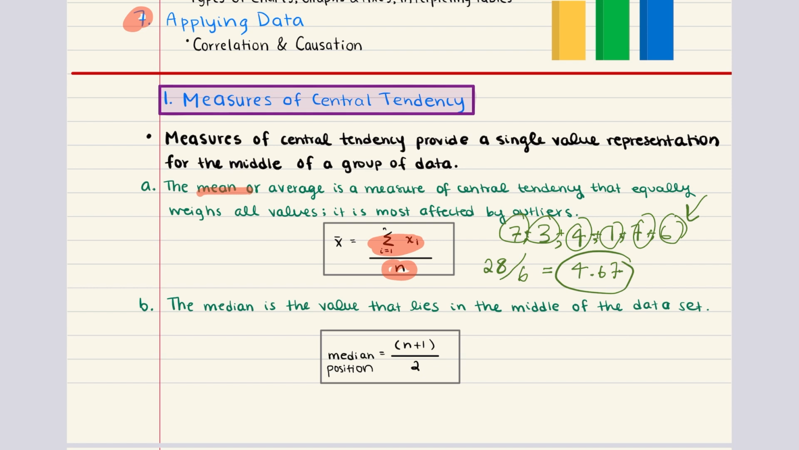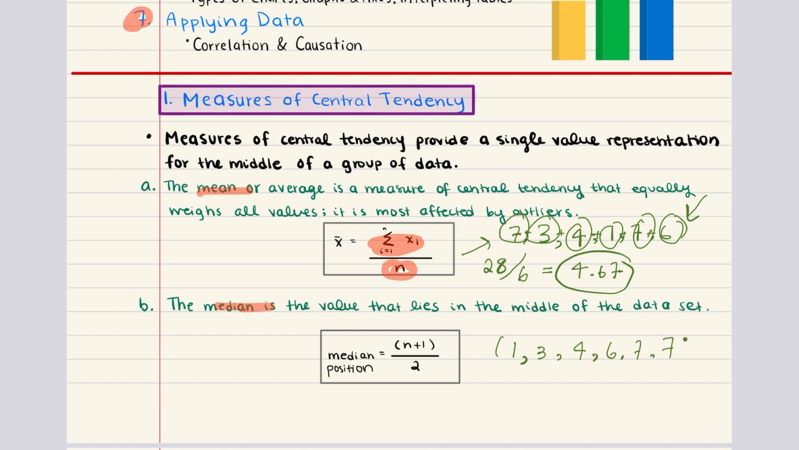Next is the median. This is the value that lies in the middle of a data set when the values are arranged in ascending order. Here we're going to consider two scenarios: when we have a data set with an even number of values and when we have an odd number of values. So let's consider the same data set that we just calculated the mean for, and let's arrange the numbers in ascending order. In this case, we get 1, 3, 4, 6, 7, 7.